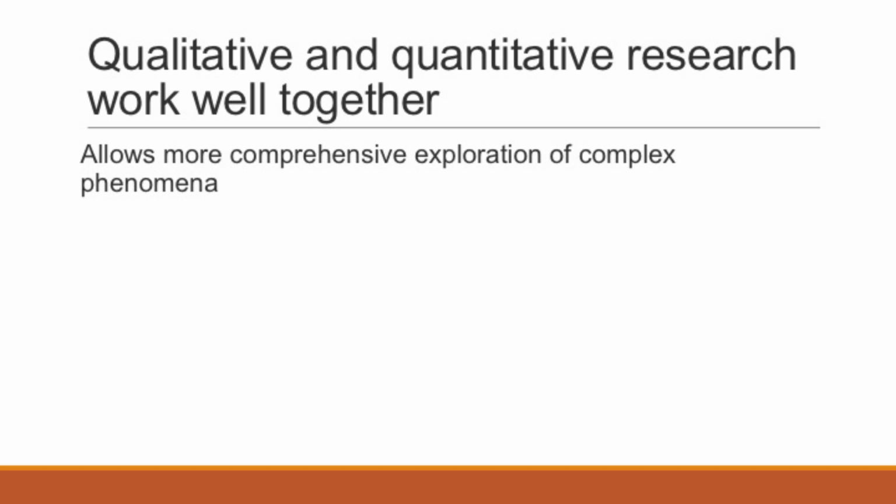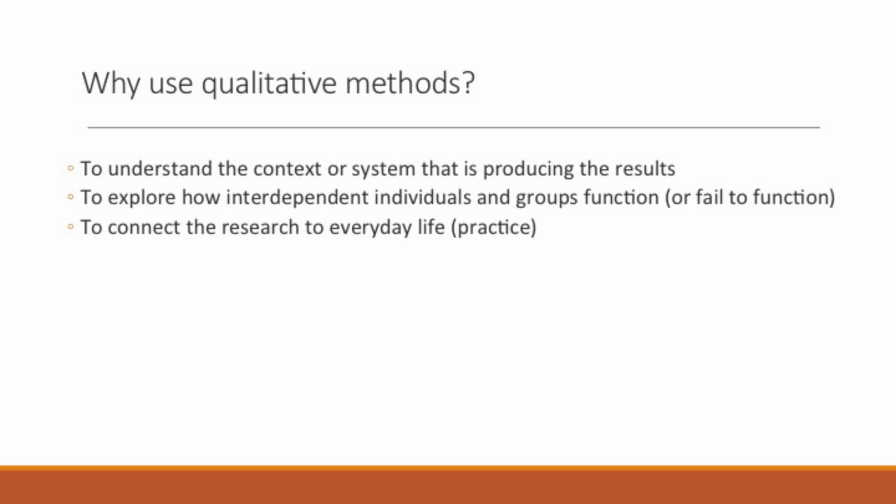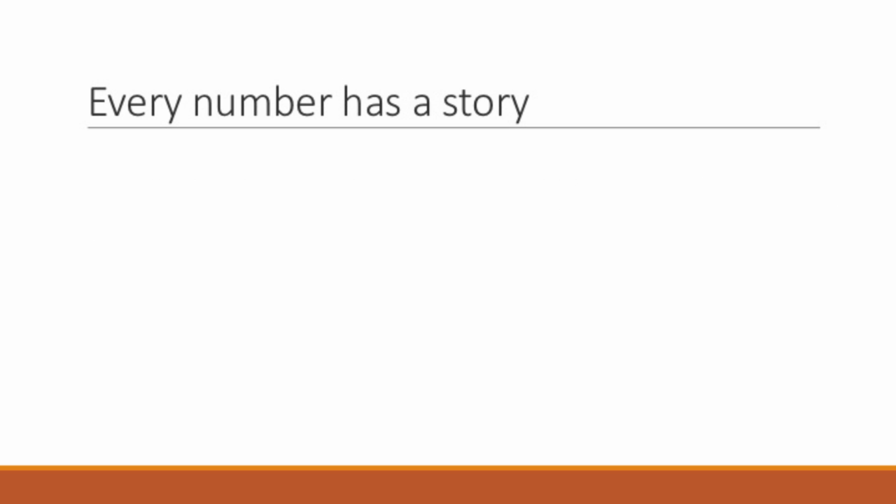Qualitative and quantitative research work well together because it allows a more comprehensive exploration of complex phenomena. Why use qualitative methods? To help you understand the context or the system that is producing the results, to explore how interdependent individuals and groups function or fail to function, and to connect the research to everyday life. Essentially, every number has a story.